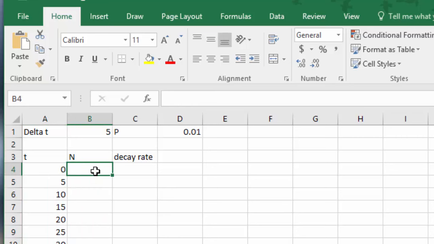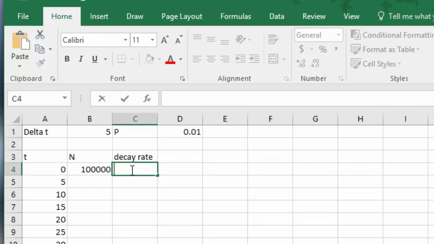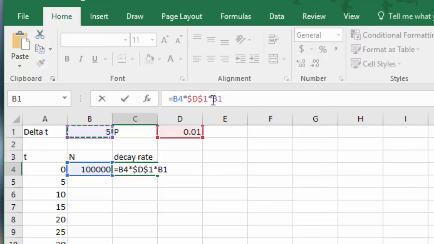Now, what's the number of particles? Let's start with 100,000 particles. Now, what's the decay rate? Well, we worked that out in the last video. The decay rate is going to be equal to the number of particles times the probability of each one decaying, and we'll need dollars in front of that again, times the time step. We also need dollars in front of it. So it's just the number of particles there are available to decay times the probability that each one decays times the time step. This probability is per unit time.